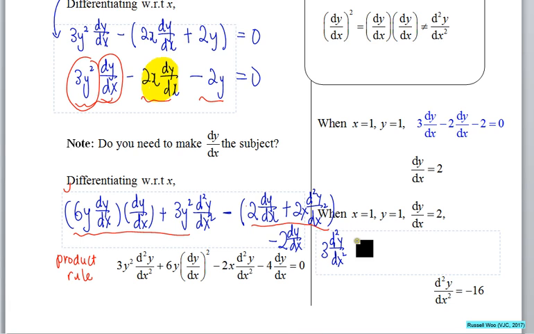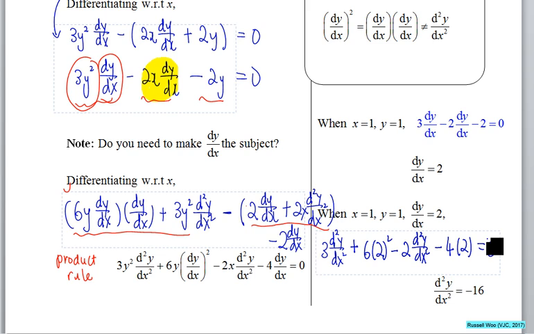All right? Plus what? You substitute y equals to 1, but when x is 1, y is 1, dy dx is 2, so you substitute 2 in as well. So you get a 6, 2 squared, minus 2 d2y dx squared, minus 4 times 2 equals to 0.